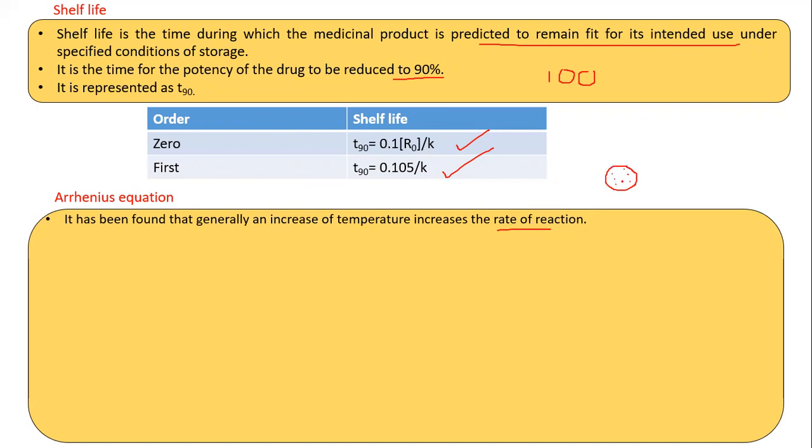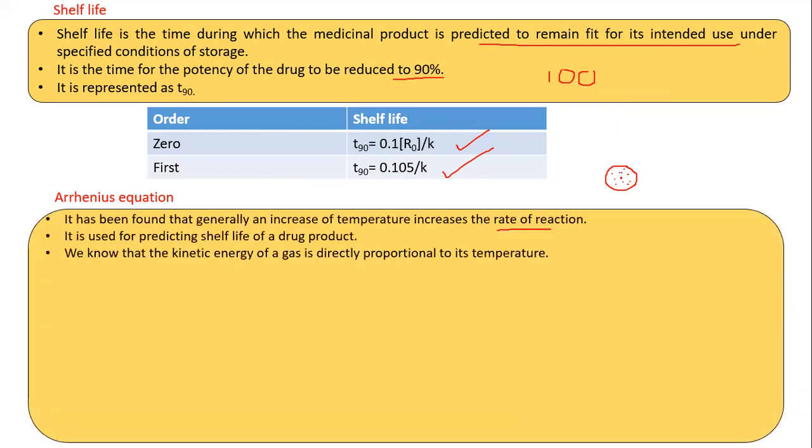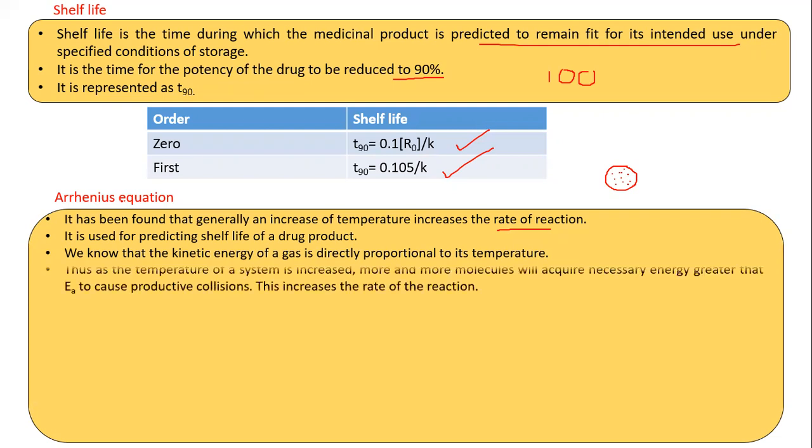As you increase the temperature, they get more energy. And as they get energy, their movement becomes vigorous. So with vigorous movement, the molecules will start colliding with each other. And this energy is called as activation energy. And Arrhenius equation is something which relates energy, temperature, and the rate of reaction.